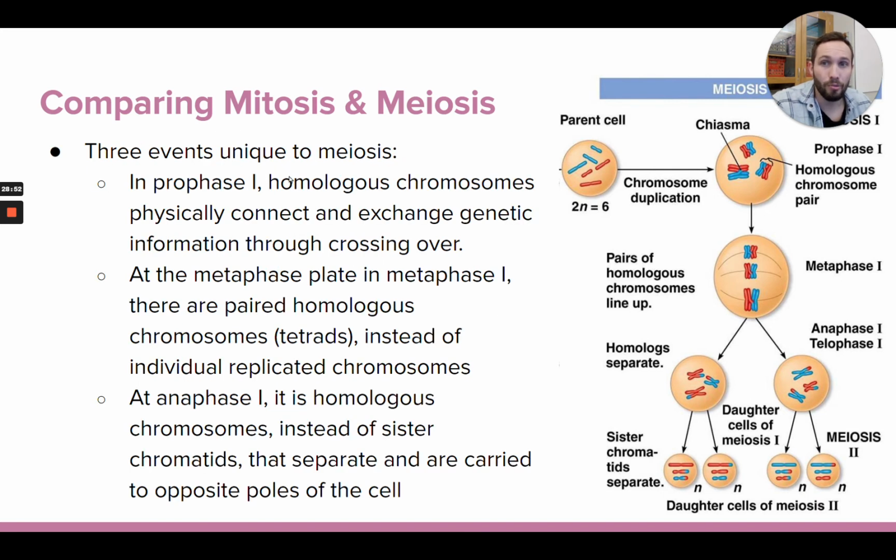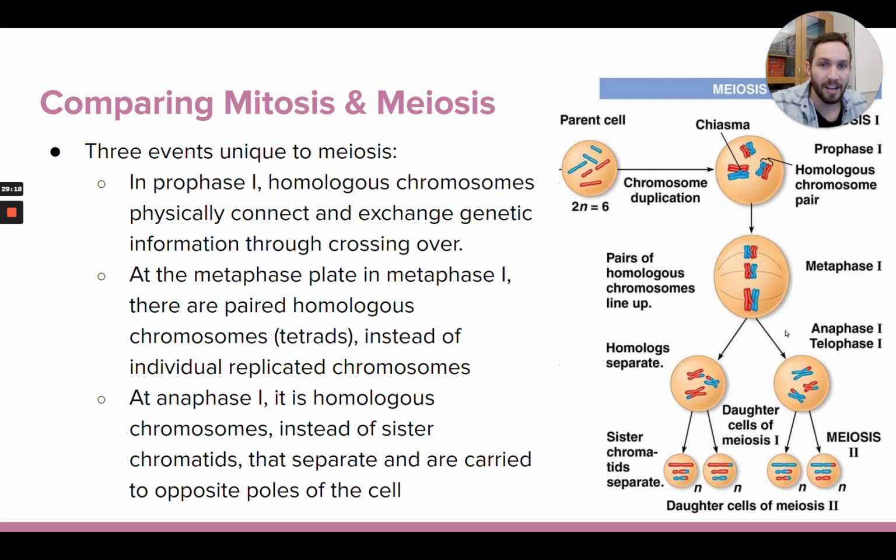There are 3 events that are unique to meiosis that you should hopefully already be noticing because I've been saying them multiple times. One difference between mitosis and meiosis that was pretty obvious is that in prophase I of meiosis, the homologous chromosomes pair up and crossing over takes place. Never does that happen in mitosis. In mitosis, the homologous chromosomes never pair up. There's no crossing over.